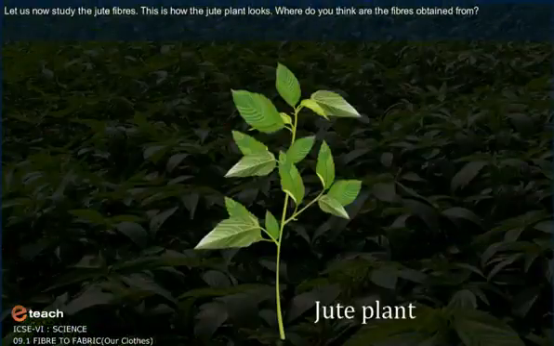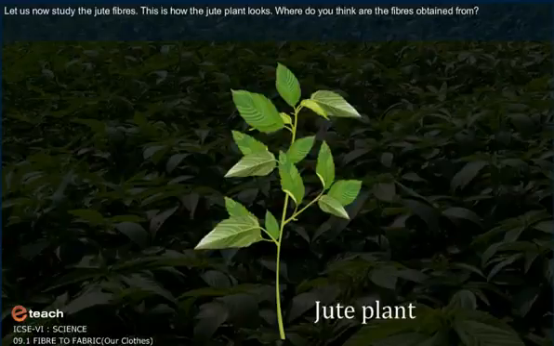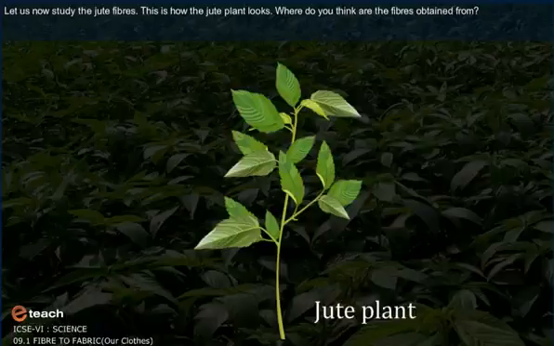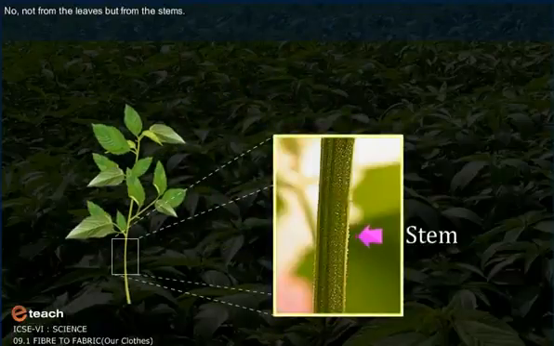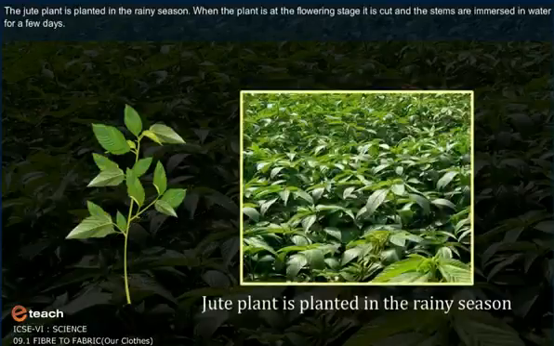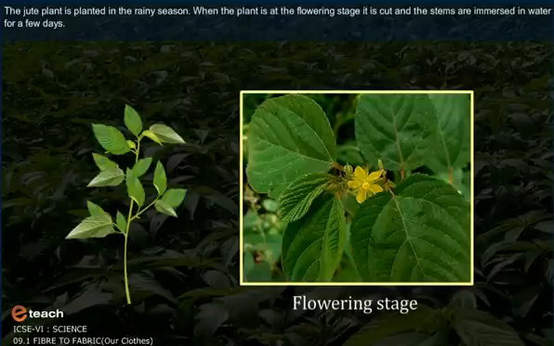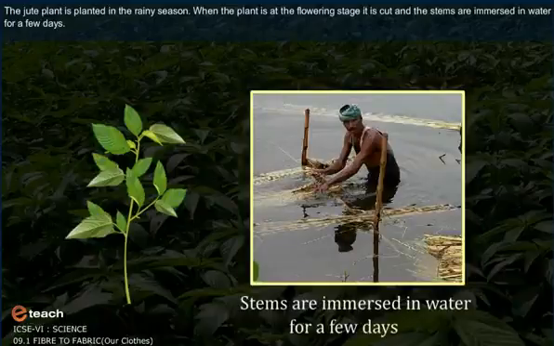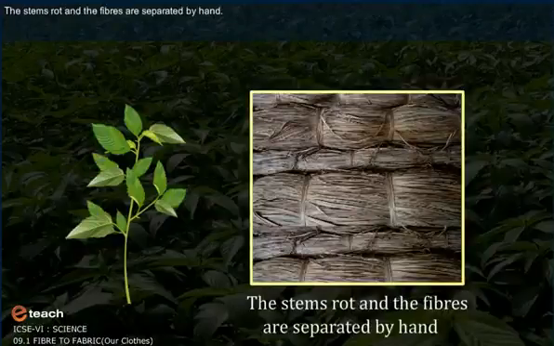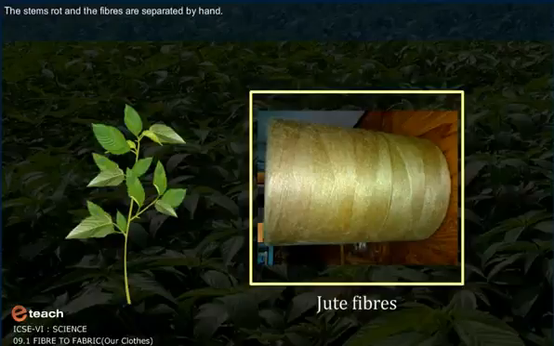This is how the jute plant looks. Where do you think the fibers are obtained from? No, not from the leaves, but from the stems. The jute plant is planted in the rainy season. When the plant is at the flowering stage, it is cut, and the stems are immersed in water for a few days. The stems rot, and the fibers are separated by hand.